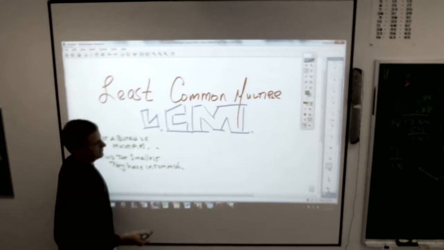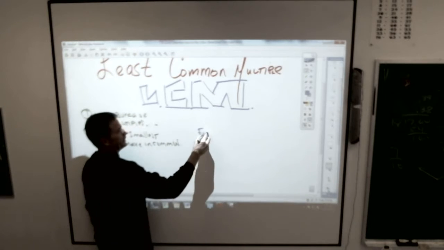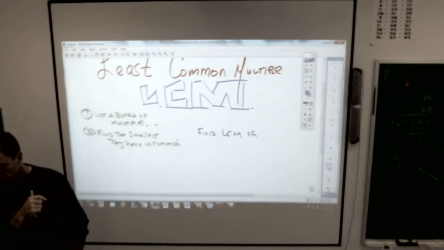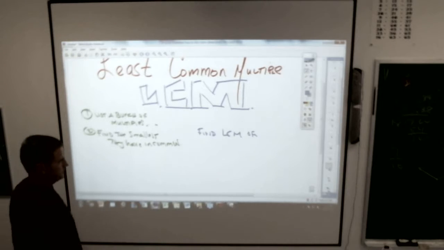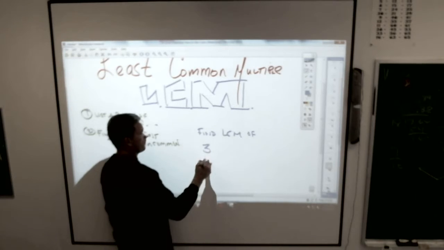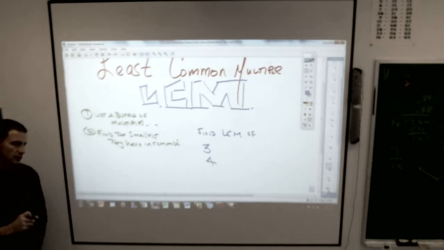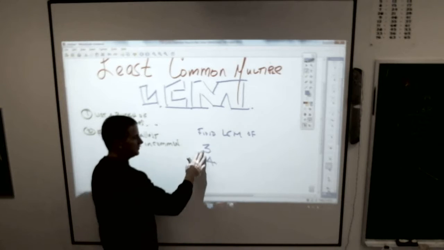For example, here's your example. Find the LCM, find the least common multiple of 3 and 4. Now, let's make sure you have something straight here. This is different than greatest common factor. Have we done GCF? Yes. Factors and multiples are different. Factors are what numbers multiplied give you these.